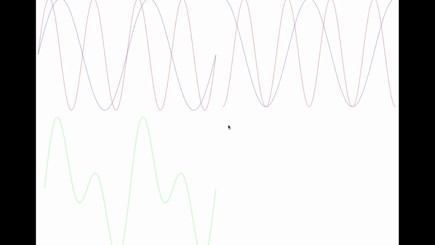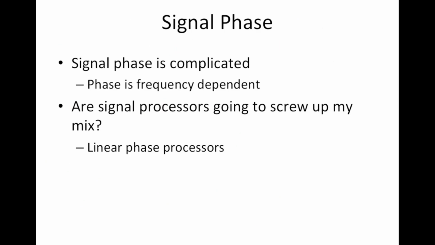Well, what does this do to our output signal when these are actually added together? Let's look down here in the bottom right. This is what it looks like when these signals are combined. The question is then, is the green signal on the left different from the green signal on the right? Absolutely. In some cases, this is going to be perceivable. In some cases, it's not. But it's something you need to be aware of because of those other cases.